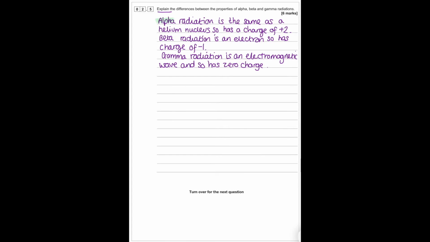Explain the differences between the properties of alpha, beta and gamma radiation. Alpha radiation is the same as a helium nucleus, so it has a charge of +2. Beta radiation is an electron, so has a charge of -1, and gamma radiation is an electromagnetic wave, so has 0 charge.